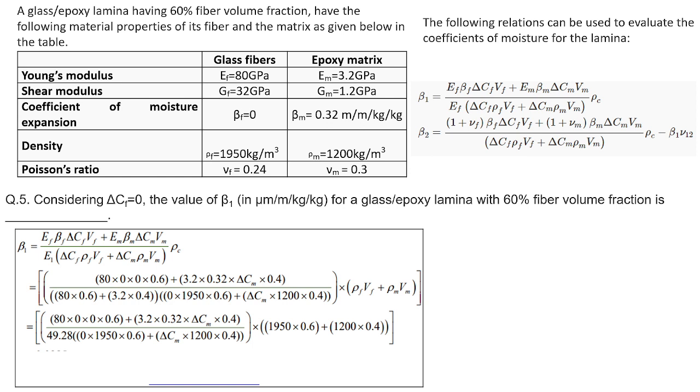Here, rho C is the last term in beta one. That is, the density of the composite is equal to the density of fiber into volume fraction plus the density of matrix into volume fraction. Okay. Then this delta Cf is there, no?